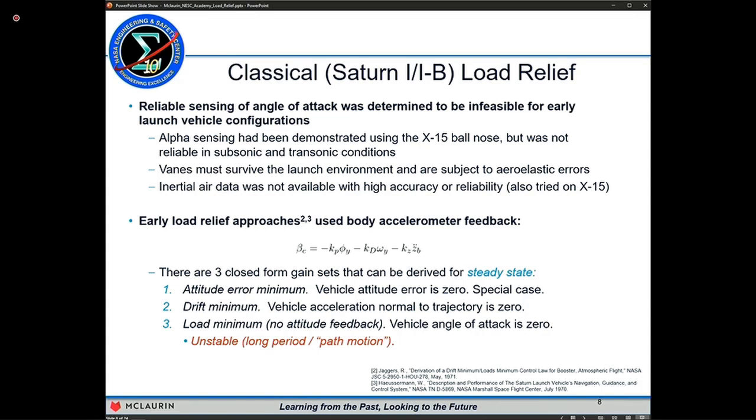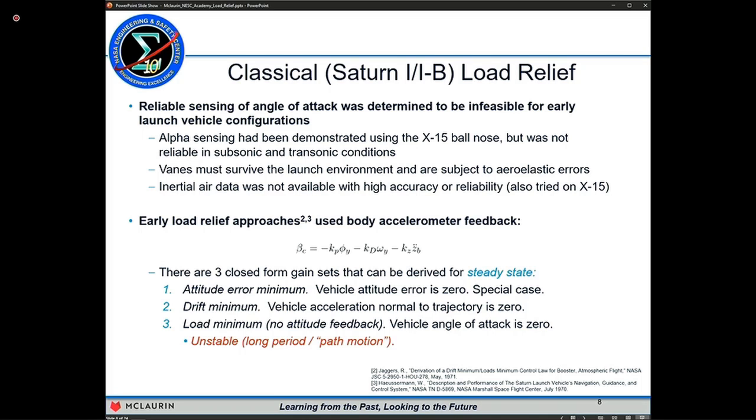But the challenge for launch vehicles is typically in the transonic regime, and the X-15 ball nose, as really the first, what we would almost call a flush air data system, could not be used in this application because it wasn't reliable in subsonic and transonic conditions. The vanes, in addition to flexibility, you've got surviving launch environment, and of course at this point in history, inertial air data wasn't really practical due to instrument errors, without throwing strategic grade instruments at the problem.